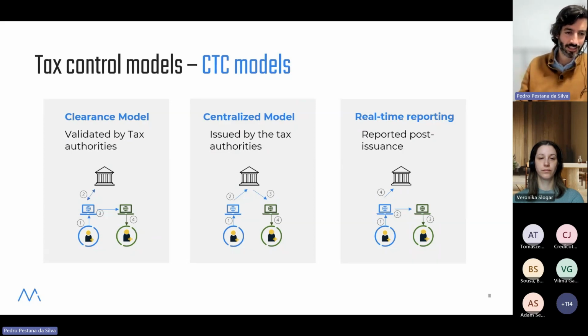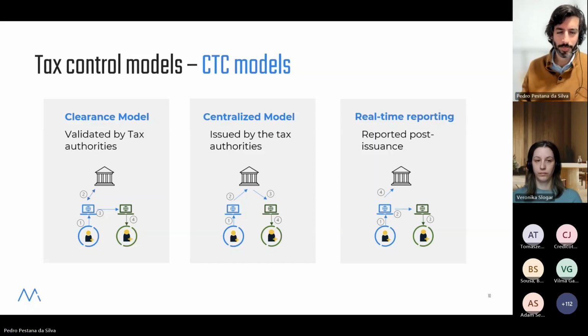What the clearance model really means is that the supplier will send the data to the software. The software will connect to the tax authorities' system. The tax authorities will stamp or validate the invoice, send that invoice back to the software of the supplier, and only then it's sent to the software of the customer. So this is the clearance model. The usual example of the clearance model is Brazil, but also Poland is implementing the clearance model.